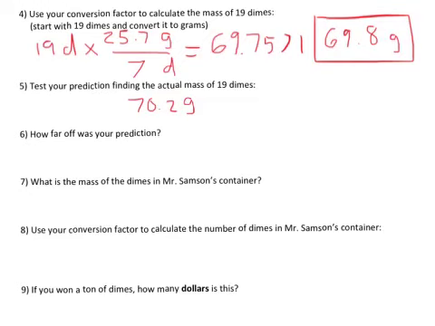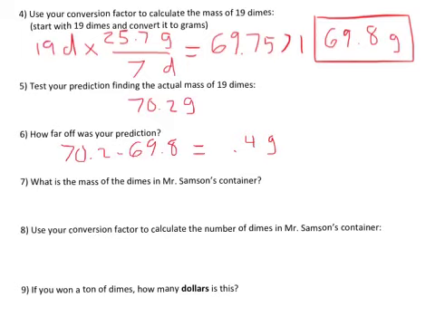Okay, how far off was my prediction? I'm just going to take my value, 70.2, and take away the predicted value, which was 69.8, and that's going to give me 0.4 grams off. So in my case, I was off by 4/10 of a gram. I just want to know how far off you are. Hopefully not off by much.